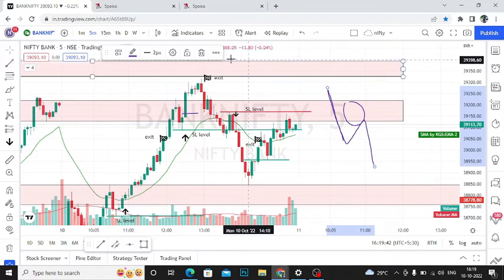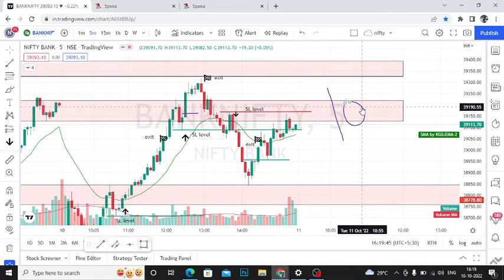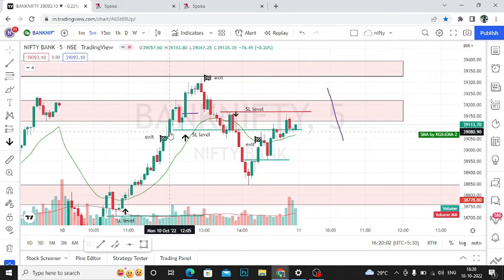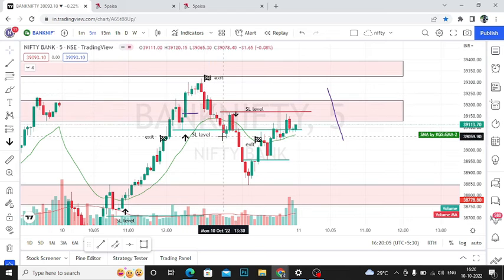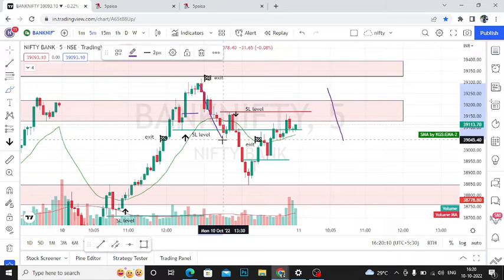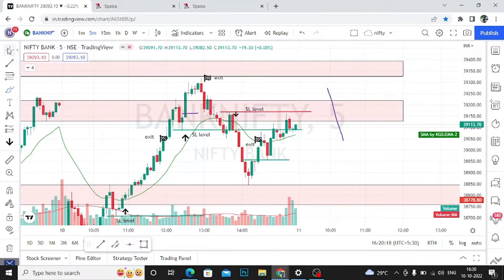The buyers tried to pull back the market, but it was instantly sold off. This particular candle gave me the confirmation that the uptrend has ended and it is starting to show a lower low formation. The market has dropped down till here, pulled back, and then it's starting to drop down again. So this is the second confirmation that I observed from today's market.